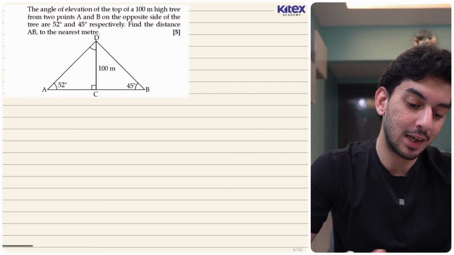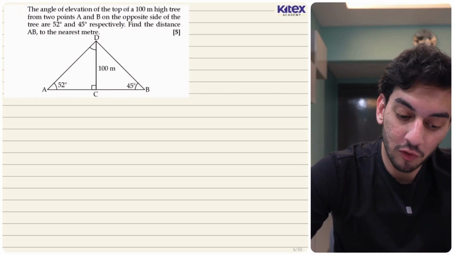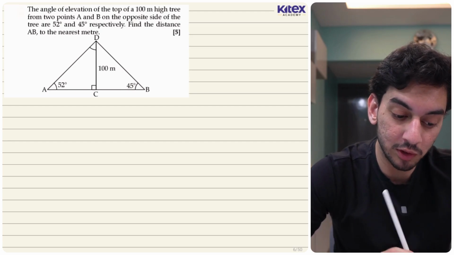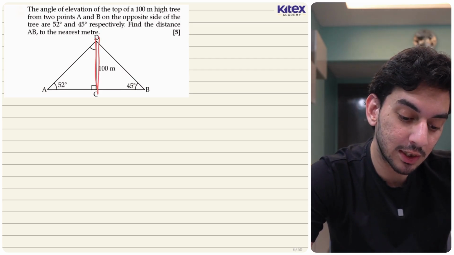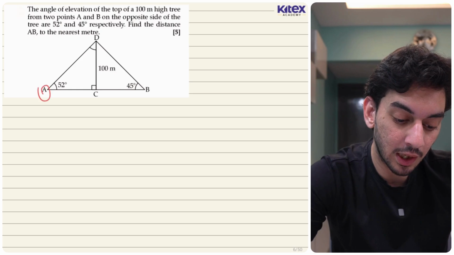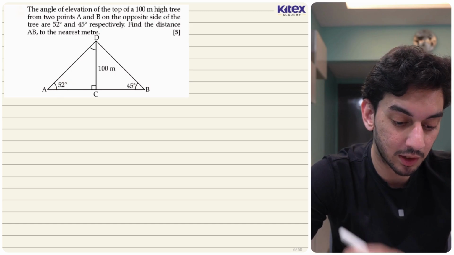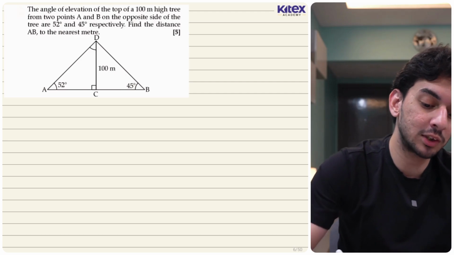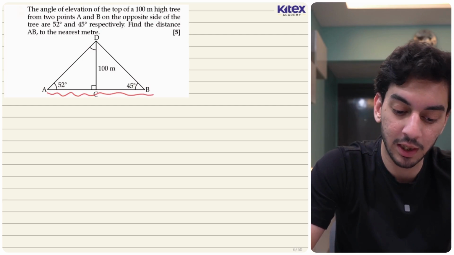Very easy. Next question. So the next question says the angle of elevation of the top of a 100-meter high tree from 2 points A and B on the opposite sides of a tree are 52 degree and 45 degree. Okay, so this DC is a tree. The diagram is given to us. It is 100 meter and 2 points are A and B, and the angle of elevations are 52 degree and 45 degree respectively. Fair enough. Find the distance AB to the nearest meter.